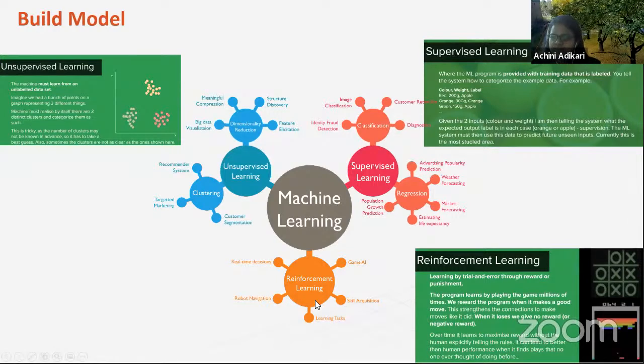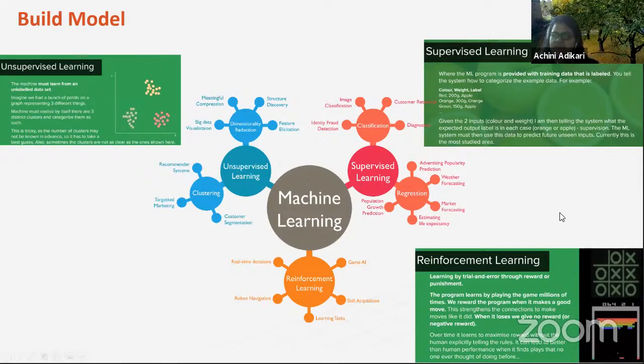And reinforcement learning is separate to these two. It's learning by trial and error. So we let the model run, and when it performs well, we reward it, and based on those rewards, it will learn to optimize the accuracy.